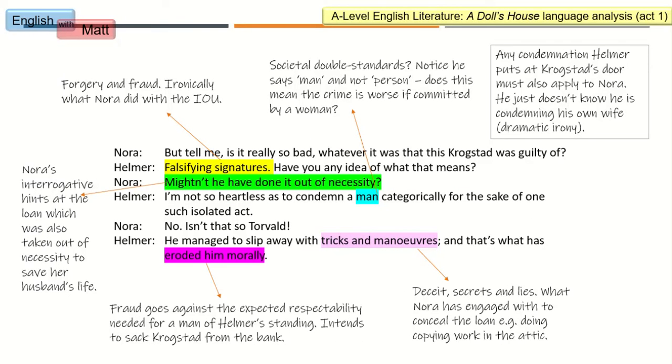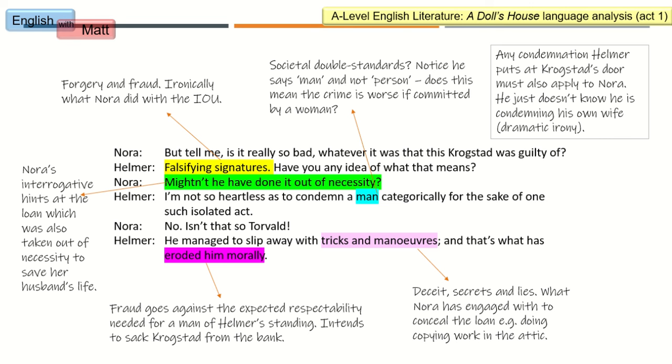Going forward, this is towards the end of the act, and this is, of course, after Krogstad has entered, and we know that Nora has taken this loan out, and Halma knows nothing about it. It's worth remembering, of course, why she took out the loan. She took the loan out to save Halma's life because he was ill, and the belief was that he needed to go down south to the warmer weather in order to survive. So that's why she took the loan out.